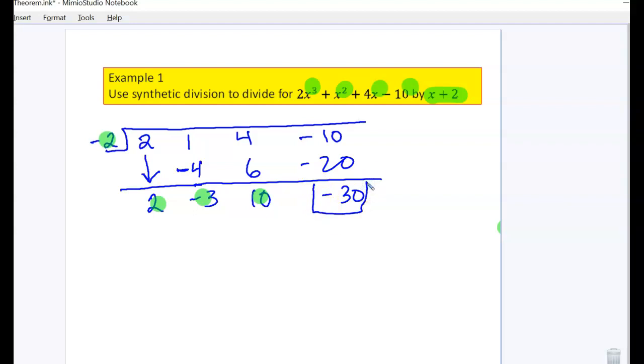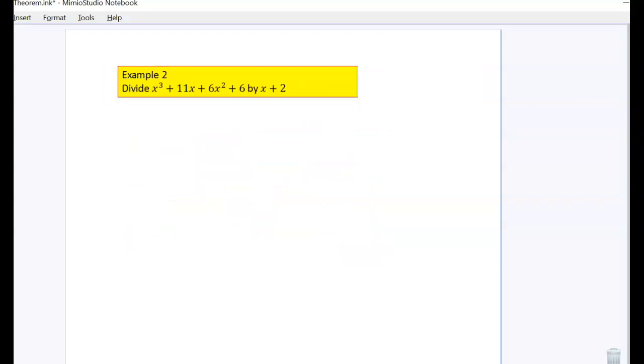Okay? Now, I started with an x cubed, so that means my quotient is going to be 1 power less. So this is really 2x squared minus 3x plus 10. And my remainder is 30 over x plus 2, and there would be my final answer. Okay, I encourage you to pause the video and give this one a try.